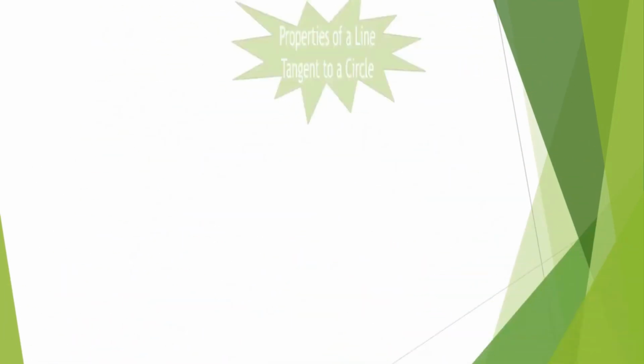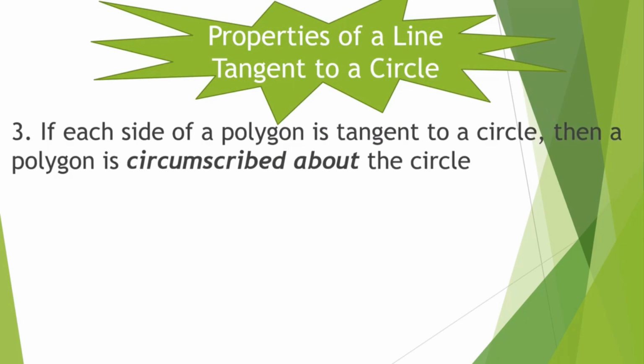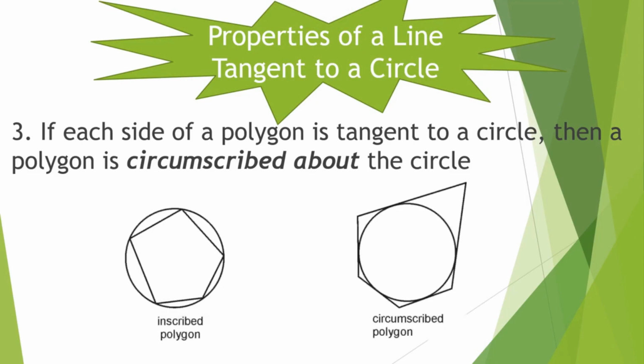Third and final property of a line tangent to a circle: if each side of a polygon is tangent to a circle, then the polygon is circumscribed about the circle. Now let's see the illustration. When we say circumscribed about, here in the second figure, a circle is inside a polygon. That is called a circumscribed polygon. Why is it called a circumscribed polygon? Because all the sides of the polygon are tangent to the circle.